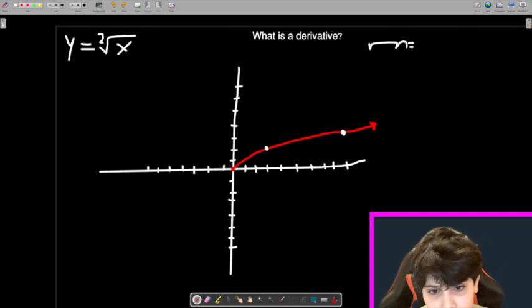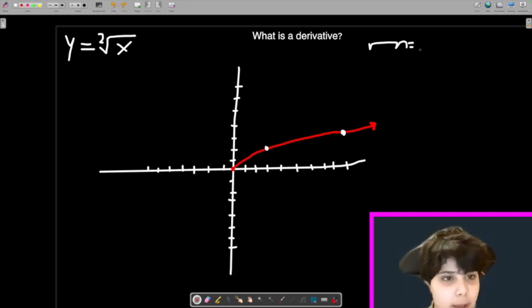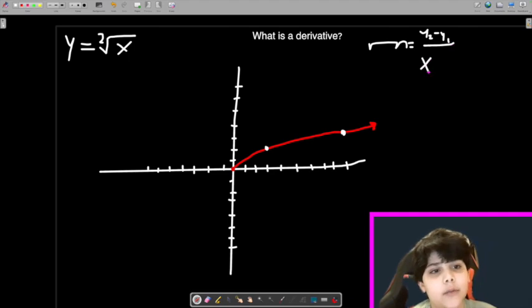Let's see the slope between these 2 points. How much does it go up? What is the rate of change? That's exactly what a slope is. So m, we know the formula is y2 minus y1 over x2 minus x1.